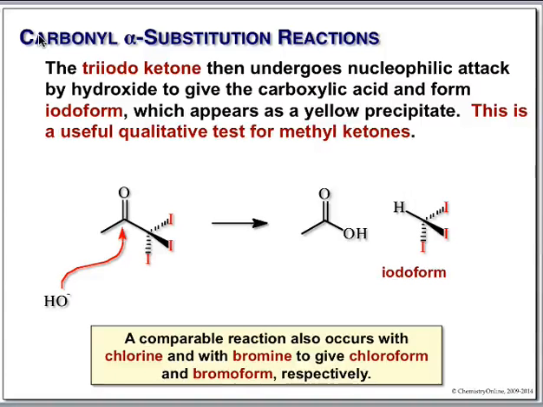Iodoform is a bright yellow solid. This is a standard test. Remember we talked about the Tollens test and the beautiful mirror for aldehydes. This is a standard qualitative test for a methyl ketone. All you do is take your compound that you think is a methyl ketone, add a little bit of base, add some iodine. If you get this big precipitate of iodoform, you've got a methyl ketone. Very standard test. Any questions?